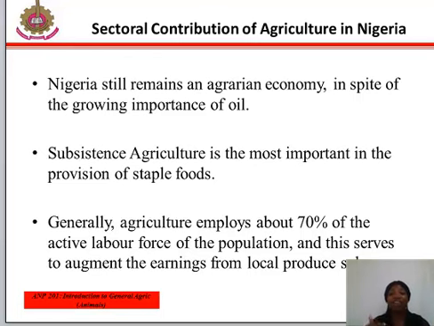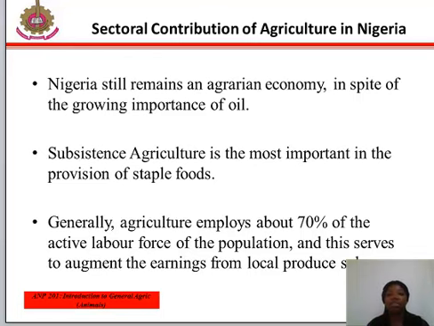Subsistence agriculture is more important in the production of staple foods, especially the foods that we eat, like rice, maize, beans, cocoyam, yams, cassava, sorghum, and millet for the Nigerian populace. However, limited excess quantities of the produce are sold in the local markets for little incomes.